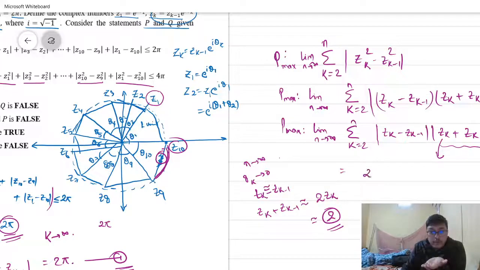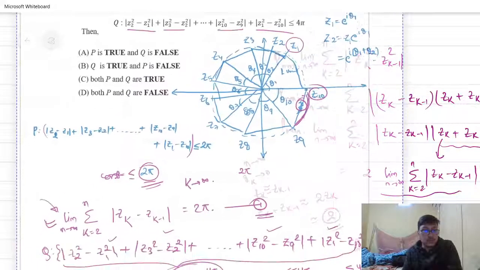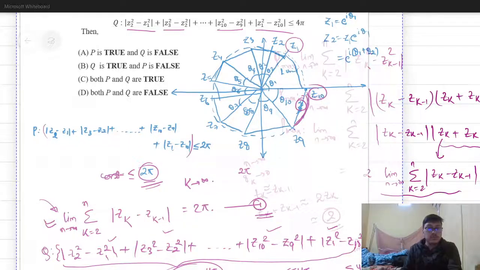So take out 2 and then we would get the limit n tends to infinity of the summation k from 2 to n of zk minus zk minus 1, and this is nothing but 2 pi. So 2 times 2 pi is 4 pi, so the P max statement accounts for the maximum value 4 pi. So the statement Q is less than or equal to 4 pi. So the option, I think C, would be true. Option C would be true.